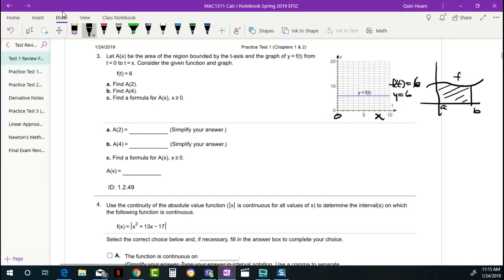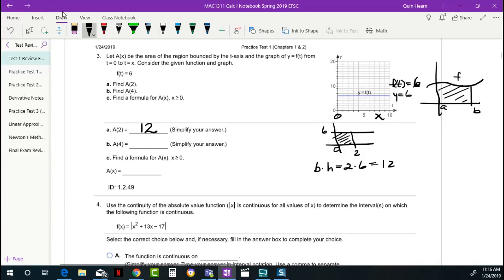Okay, so we want to find A of 2. Okay, so A of 2 is referring to, okay, we have our line at 6, and instead of 0 to some random number x, we're going 0 to 2. And A of 2 is the area under here. So how do we find the area of a rectangle? We just multiply the base times the height. So that's going to be 2 times 6 in this case. Base times height equals 2 times 6, which would be 12. So the area under that horizontal line would be 12 from 0 to 2.